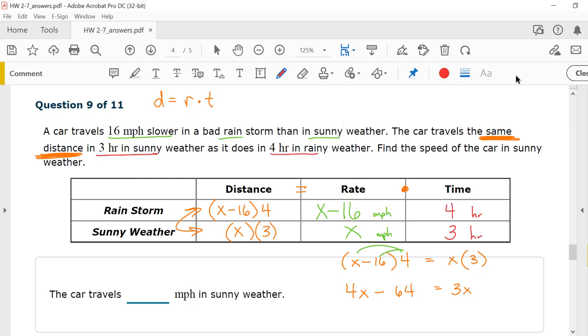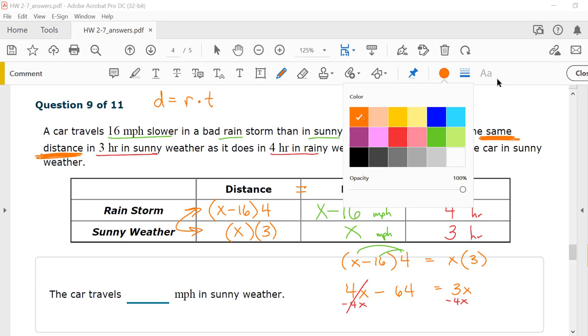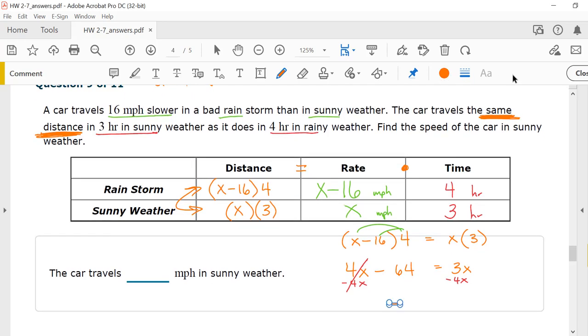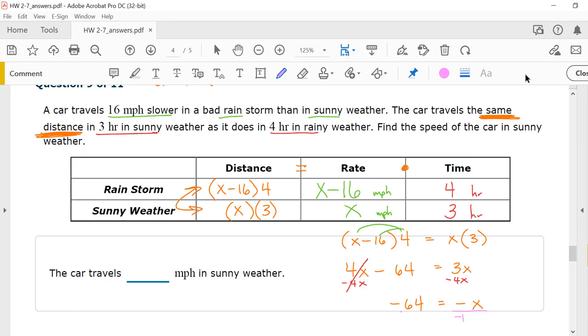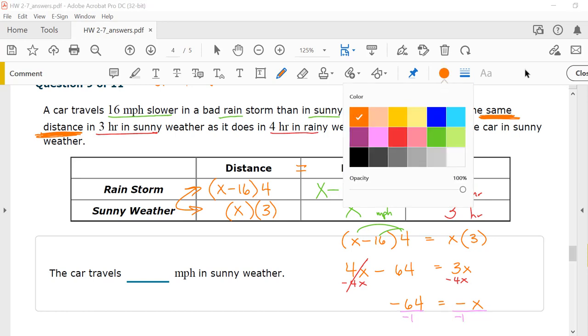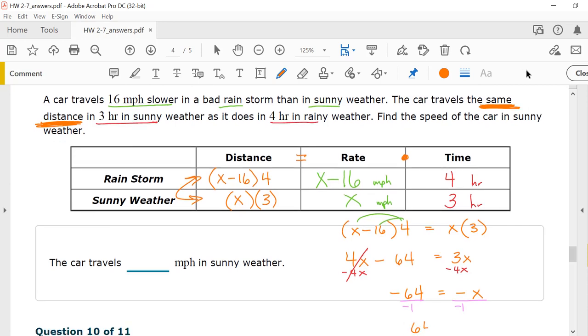If I subtract 4X from both sides, I get negative 64 equals 3X minus 4X, which is just negative 1X. Dividing both sides by negative 1, I get X equals 64. Now, what was X? X was the rate in sunny weather. So in sunny weather, I travel 64 miles per hour. And that's all at once. Cool.